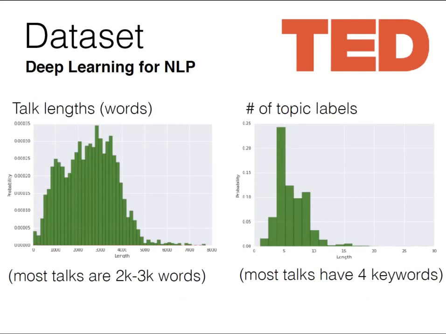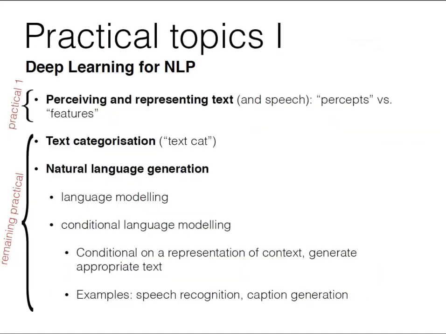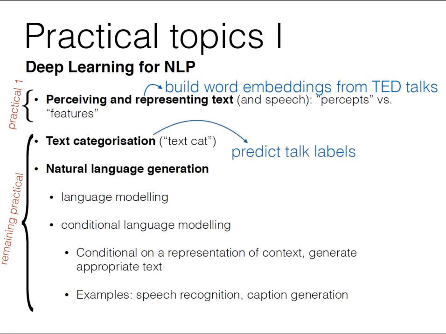So those are some statistics, you can look through the slides later. This is basically mapping these tasks onto what we're actually going to be suggesting in the practicals. At the beginning, we're going to be building word embeddings from our TED Talks. We're going to be predicting these topic labels for the text categorization part of the assignment. We're going to suggest strongly that you start with that one because that'll be an easy way to get going before we've taught you really anything about deep learning.